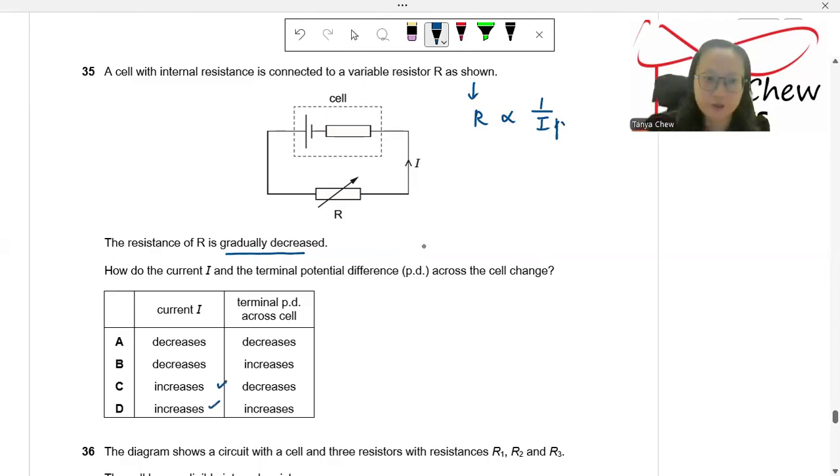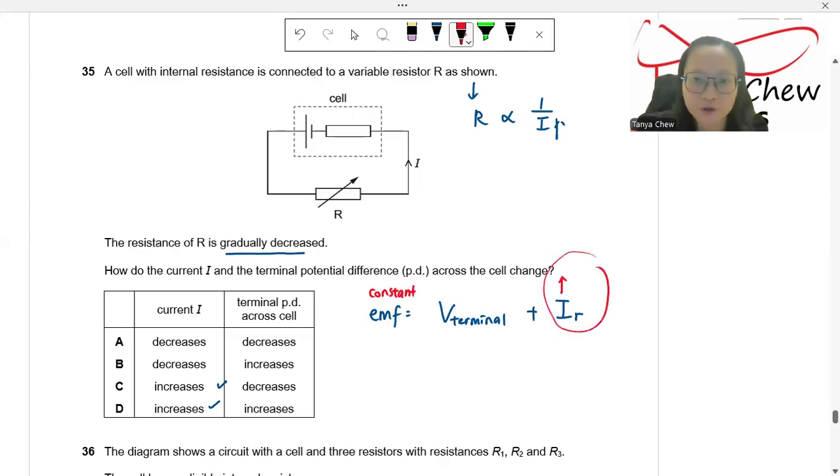Now, the terminal potential difference across the cell. I will put the EMF of the cell is equal to the terminal PD plus the PD across the internal resistance. Now, EMF is constant. Current is increasing. Therefore, the PD across the internal resistance is increasing. Terminal PD will have to decrease in order to achieve balance. C is the answer.